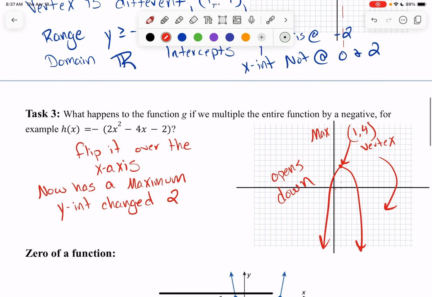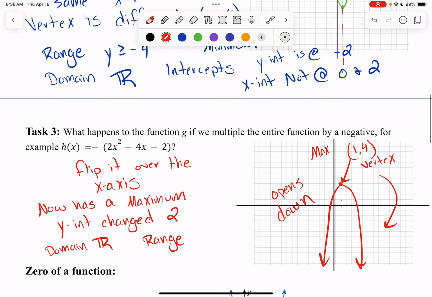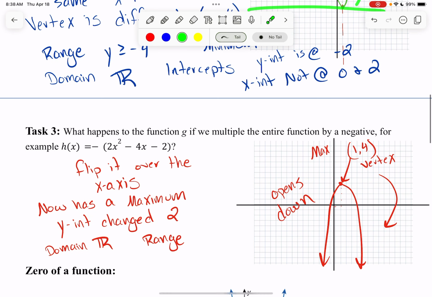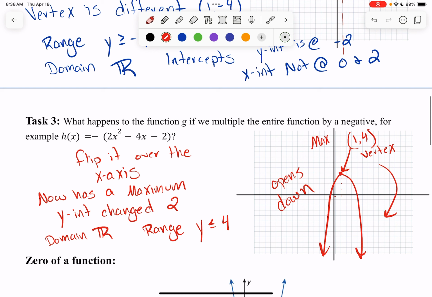The domain is still all real numbers. The range has changed, though. Instead of being greater than or equal to negative 4, going from negative 4 on up, this is now going from positive 4 on down. So my range is now y is less than or equal to 4. That has changed. What about those x-intercepts?